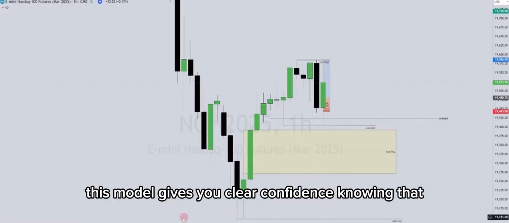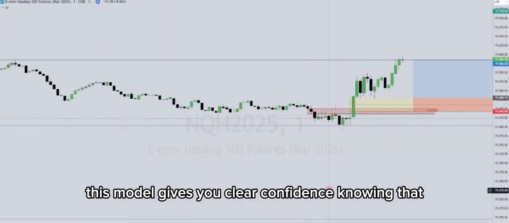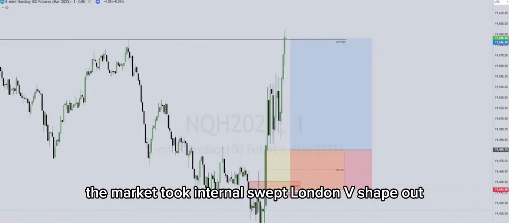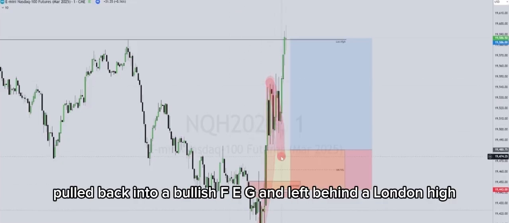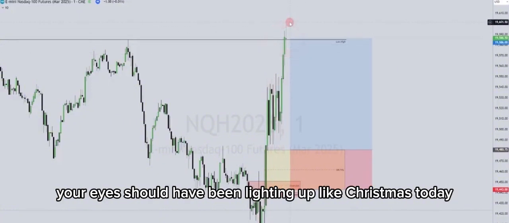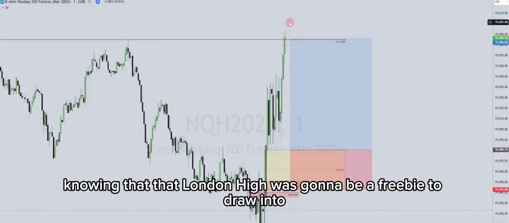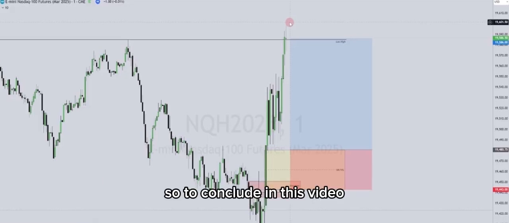This model gives you clear confidence, knowing that the market took internal, swept London, V-shape out, ripped higher, pulled back into a bullish FEG, and left behind a London high. Your eyes should have been lighting up like Christmas today, knowing that that London high was going to be a freebie to draw into.